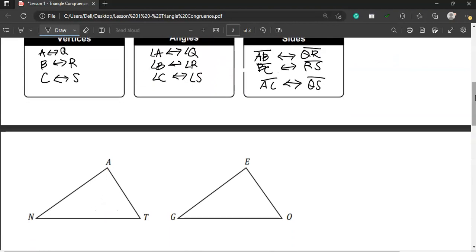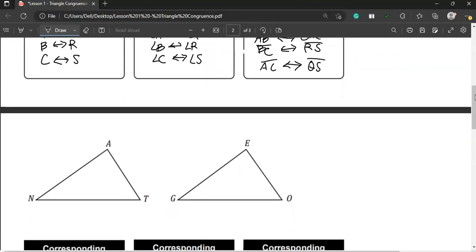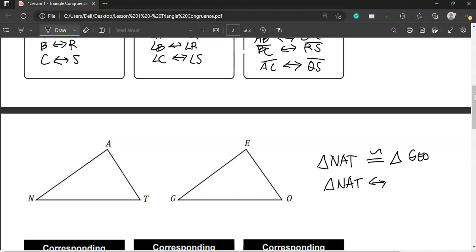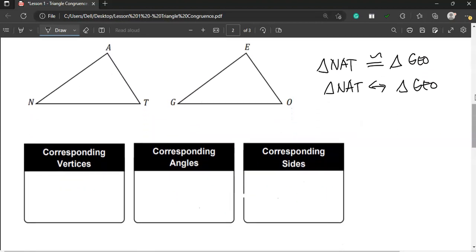Let's take a look at another example. In here we assume that triangle NAT is congruent to triangle GEO, or in other words, you can also say that triangle NAT corresponds to triangle GEO. Let's get the corresponding vertices, angles, and sides. In this case, we have point N corresponds to point G.